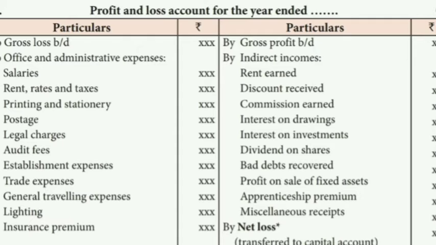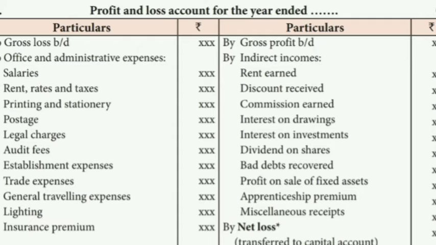Then all the indirect incomes are shown at the right side, like dividend received, interest received, commission received. Dividend, if we have invested some money in shares of some other company, then we can get the dividend. So that is an indirect income. Then if we are recovering some money from bad debts, that also is an indirect income.